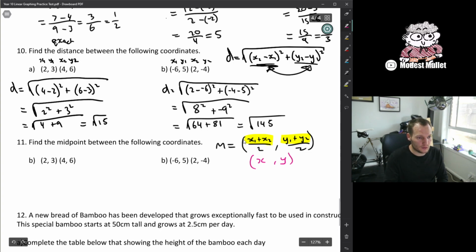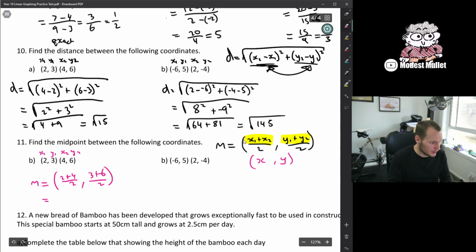So that order is really important for that question. So we have x1, y1, x2, y2. Sub them into the equation. We get (2 plus 4) divided by 2, comma, (3 plus 6) divided by 2. We get 2 plus 4 is 6, divided by 2 is 3, comma, 3 plus 6 is 9, divided by 2 is 4.5, or you could just leave it as 9 on 2. Or it'll be (3, 4.5). Either one of those will be fine.